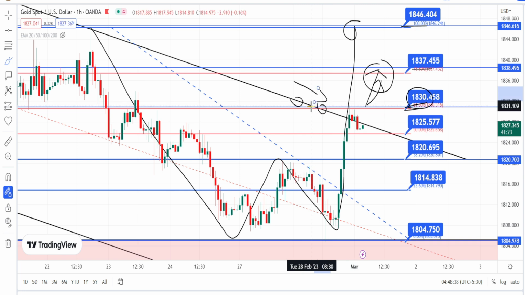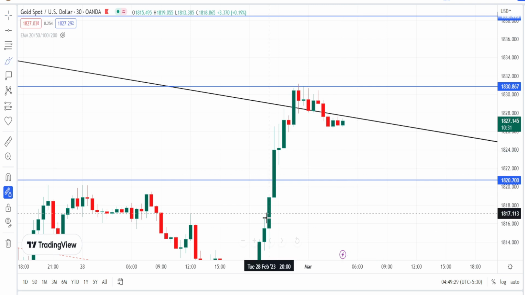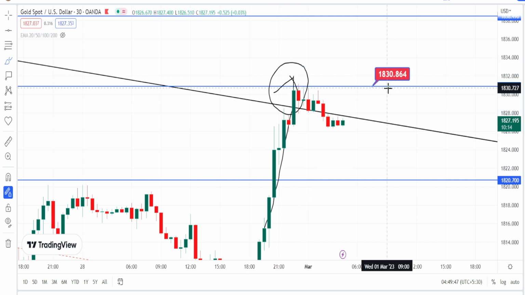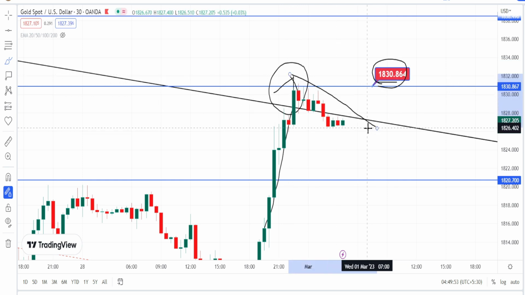Let us look at the price action in 30 minutes time frame. I'm in 30 minutes time frame. In 30 minutes time frame, we have noticed a price action to retrace back with a very strong bullish trend. And after testing this resistance level of 1830, we have noticed a price action to bounce back on the bearish side retracement. So for now, this level of 1830 is a very important resistance level.